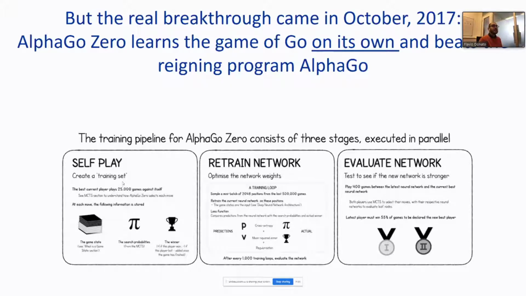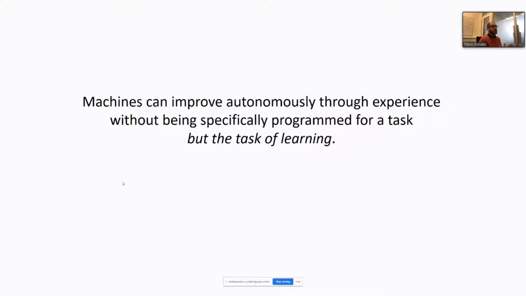This, to me, is really a pinnacle, the real clear exhibition that at least one cognitive function, learning something, has been really replicated in a machine, AlphaGo Zero. So a machine can improve autonomously through experience without being specifically programmed for a task, but the task of learning itself. Of course, you had to program AlphaGo Zero to say, okay, we need to learn a specific task. And this starts, if you want to discuss an evolutionary approach to studying the brain, that we can ask ourselves which are the tasks for which evolution has programmed our brain. Learning is definitely one of them. We start to do it from the beginning of our birth.